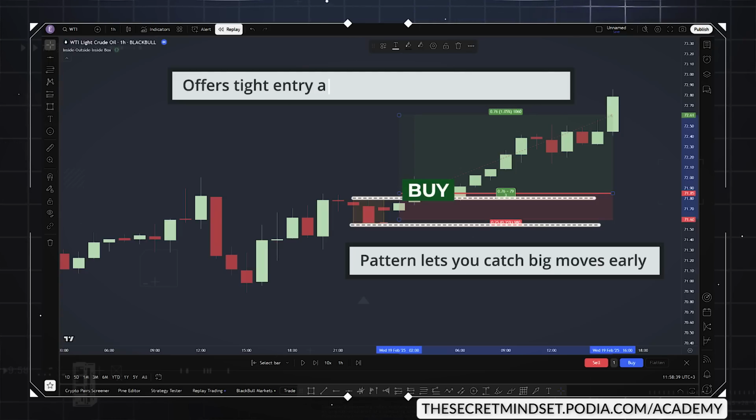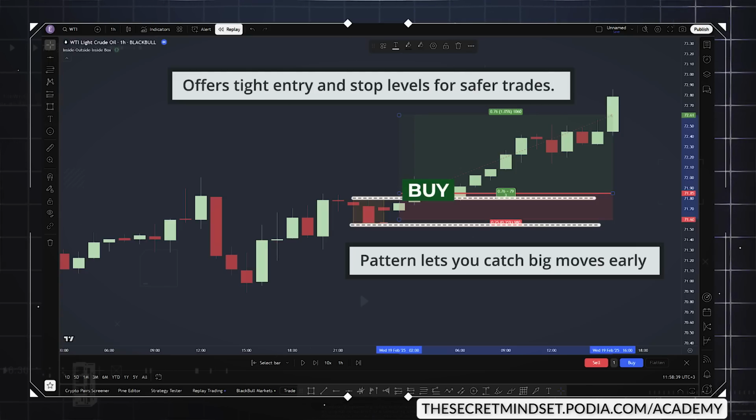The pattern gives you tight levels for entry and stops. If the move fails and reverses, you're out quick. If it works, you're in when the move is just starting.